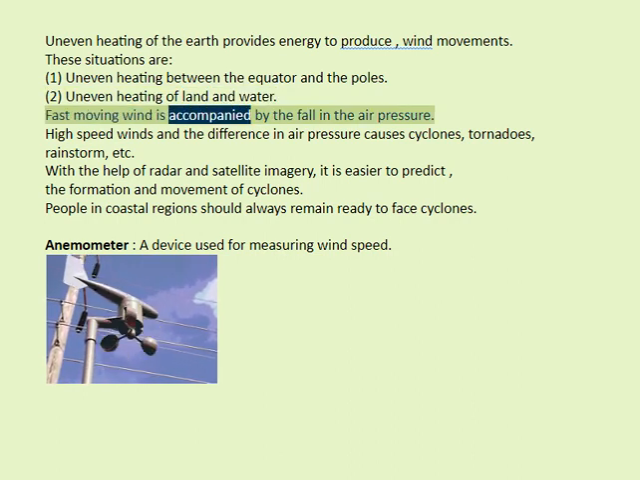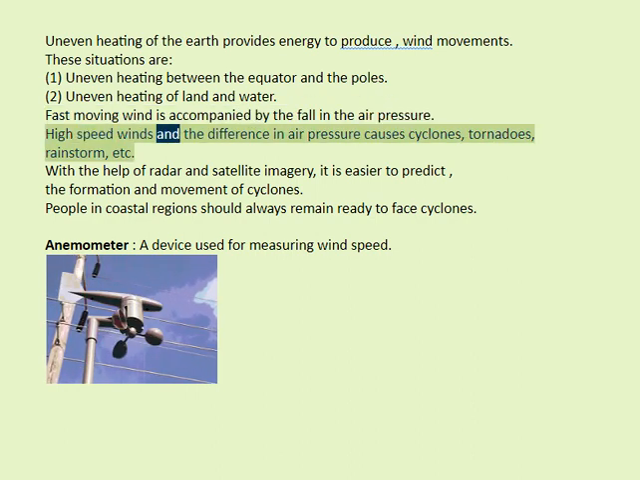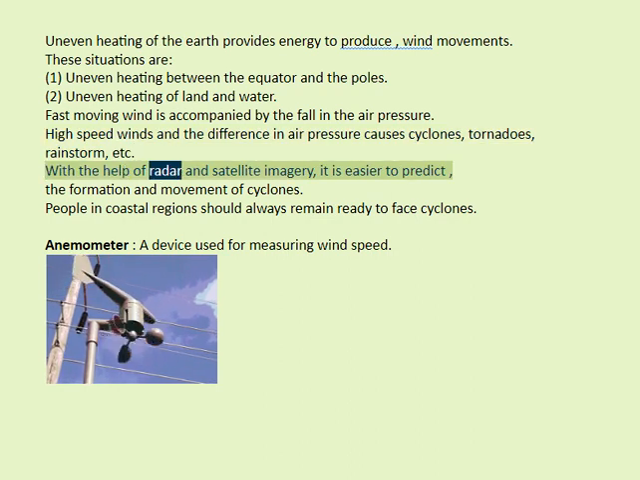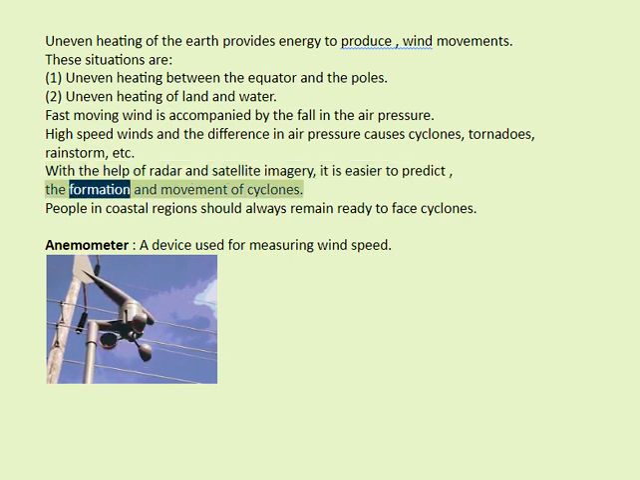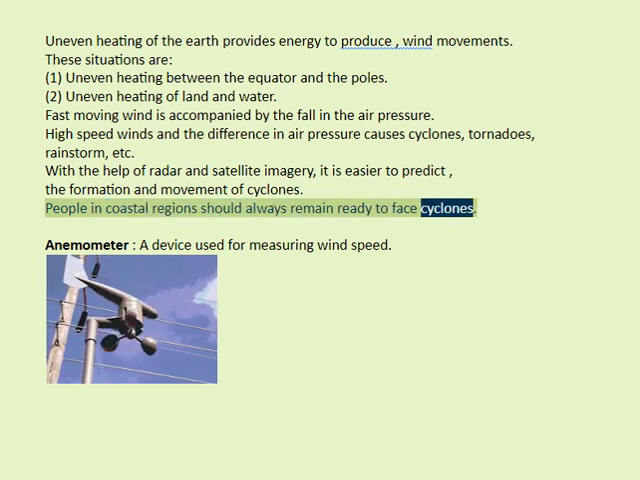Fast-moving wind is accompanied by the fall in the air pressure. High-speed winds and the difference in air pressure cause cyclones, tornadoes, rainstorms, etc. With the help of radar and satellite imagery, it is easier to predict the formation and movement of cyclones. People in coastal regions should always remain ready to face cyclones.